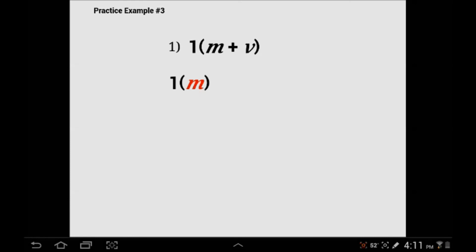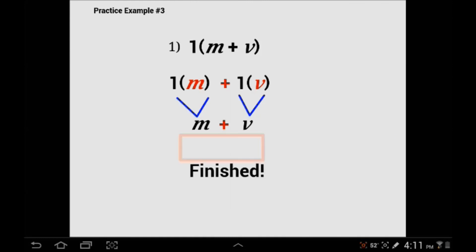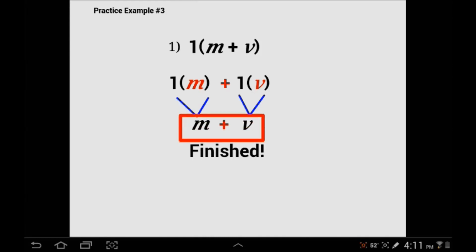In example number 3, we're going to multiply the number 1 by the sum of m and v. So we're going to distribute the number 1, and you're going to get 1 times m and 1 times v. When you multiply 1 by m, you get just m. When you multiply 1 times v, you get 1v, or just v. And that's all you can do. The answer is m plus v, which seems kind of weird, but that's what happens when you multiply by 1.